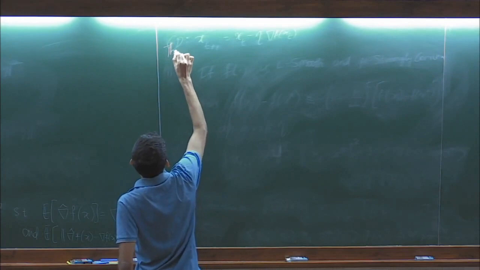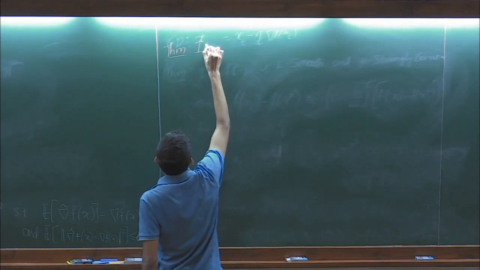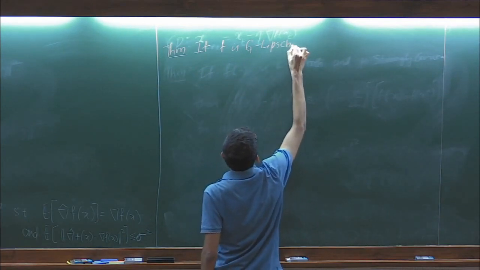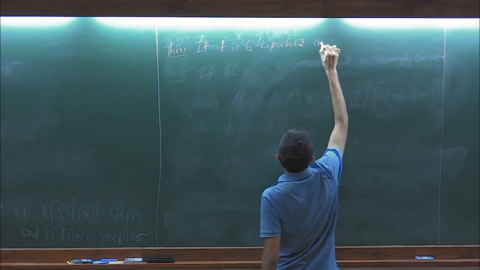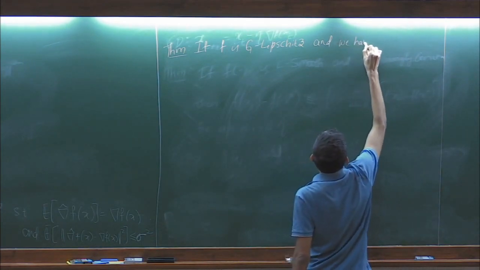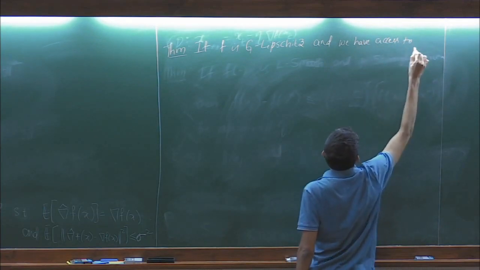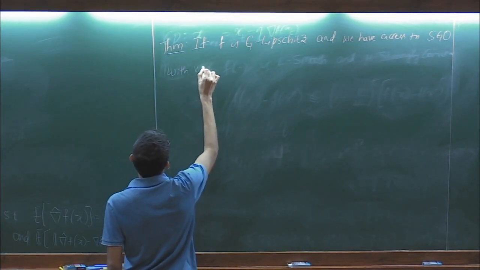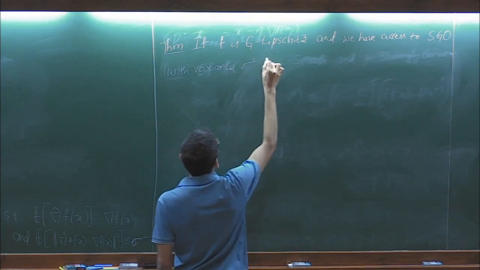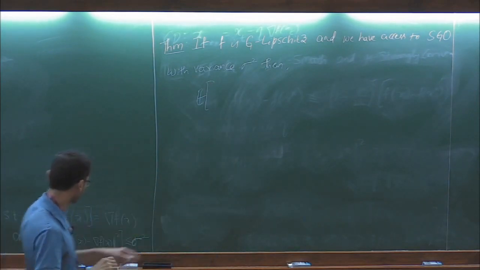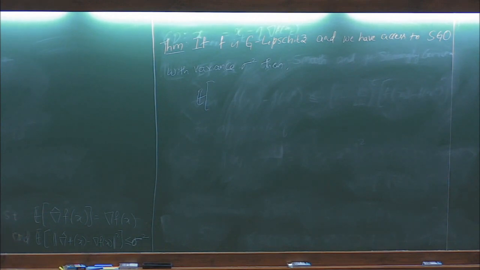So this is what we can say about stochastic gradient descent. If f is G Lipschitz, and we have access to a stochastic gradient oracle with variance sigma squared, then... So the stochastic gradient oracle gives me a grad hat f which satisfies these two properties.